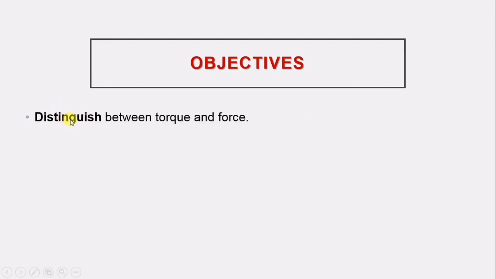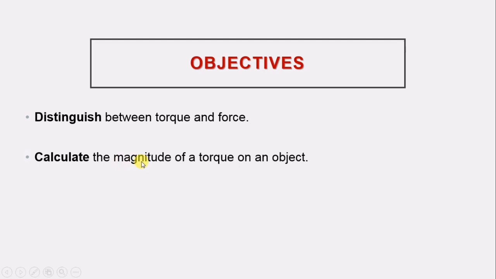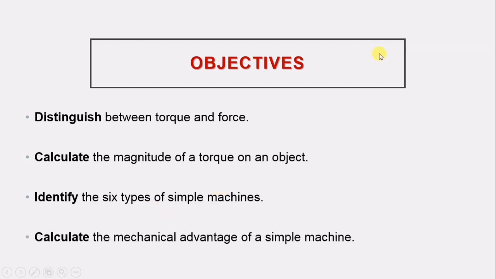Objectives: distinguish first between torque and force, calculate the magnitude of a torque on an object, identify the 6 types of simple machines, and calculate the mechanical advantage of a simple machine. Today's work is only about the new concept torque.